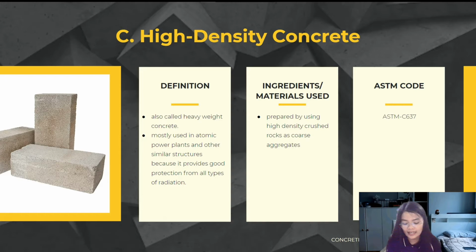So, next is the high density concrete. This type of concrete is also called as the heavyweight concrete. High-density concrete has a very specific purpose. It is frequently used in the construction of atomic power plants. Dahil sa mga heavyweight aggregates used in creation of high-density concrete, kaya niyang mag-resist ng radiation. The aggregates used for this type of concrete are high-density crushed rocks. ASTM code for this type of concrete is ASTM C637.